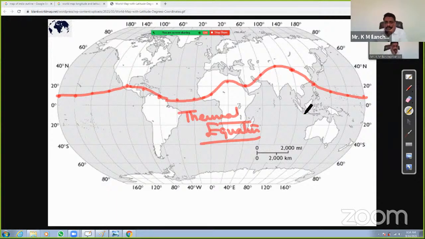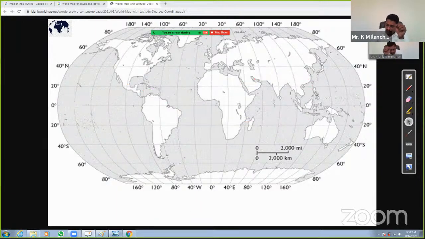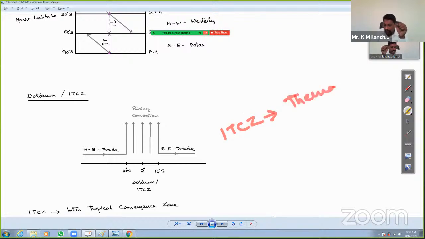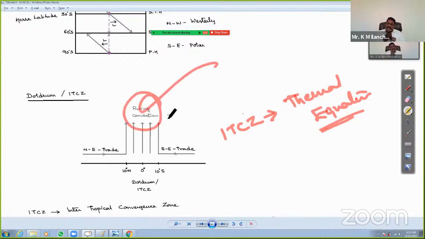So, my dear friends, wherever you have the thermal equator, this is the place where you will have ITCZ. ITCZ goes hand in hand with the thermal equator. So, wherever the thermal equator is moving, ITCZ will also move, because that is the place where you will be having this rising condition. Right. So, my dear friends, what is thermal equator? We know, right?